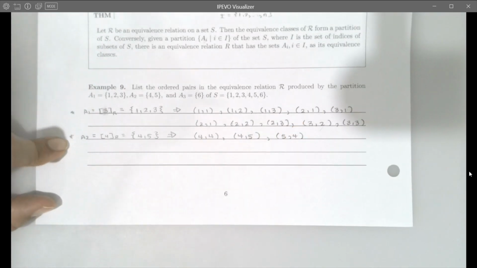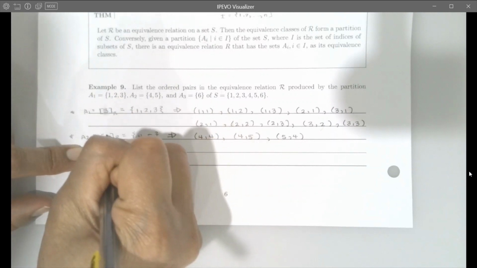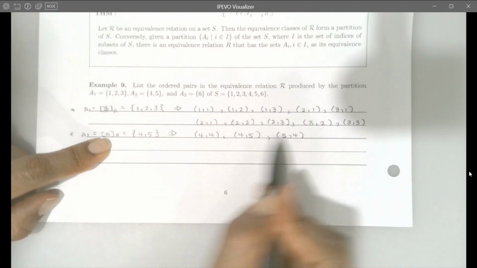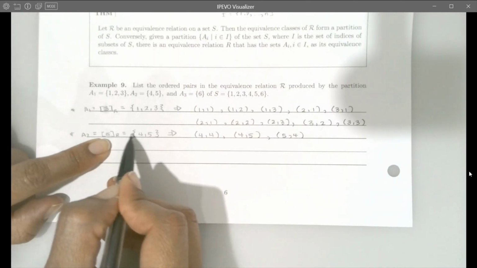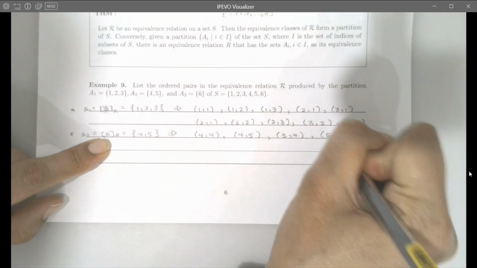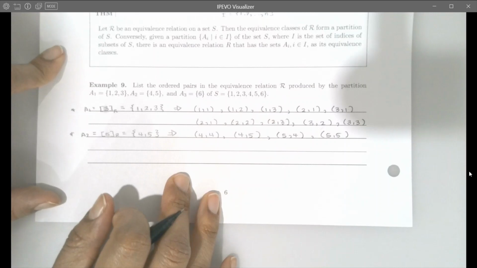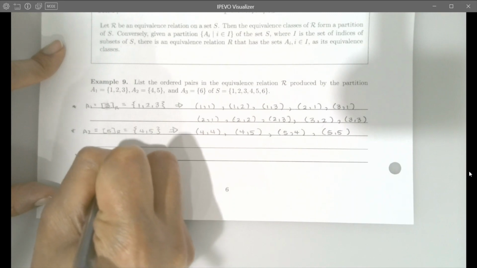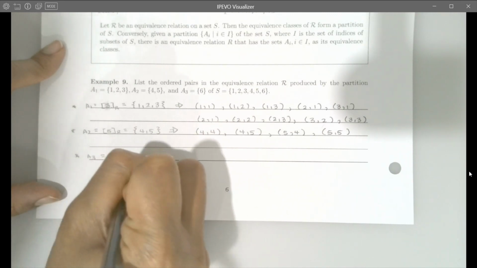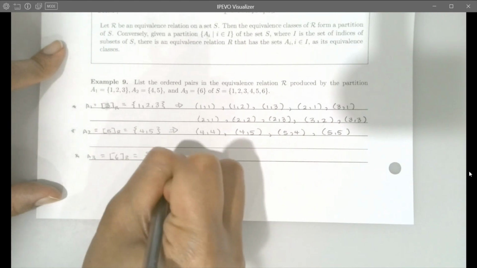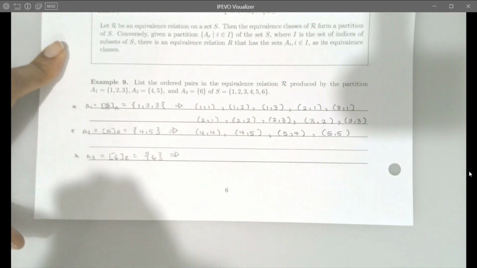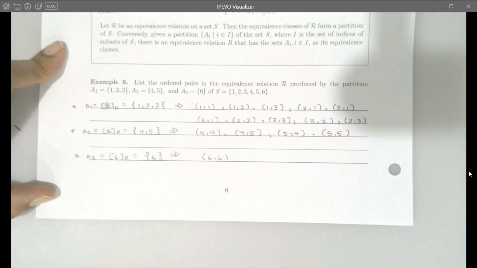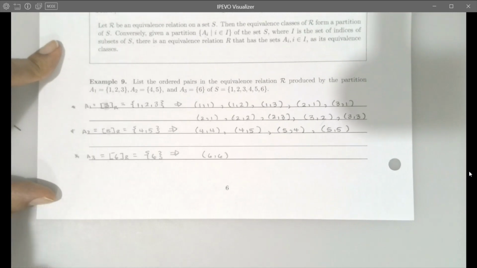Alright, and then instead of picking the 4, I'll now pick the 5 as a representative, and that means that we need to have an ordered pair 5, 4, which we already have, and an element 5, 5, which we don't yet have. So I'll write that down. Last one, A3, there's only one element, so that's the one that we'll choose as a representative. The equivalence class of 6 is 6, so that means that we'll have 6, 6 as an ordered pair. And that's the only possible ordered pair that we can get out of that equivalence class.